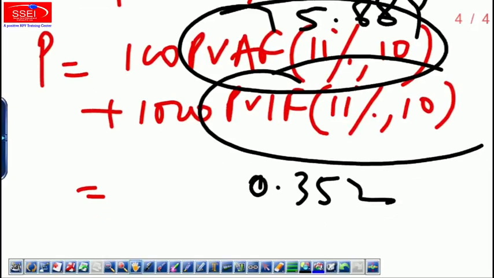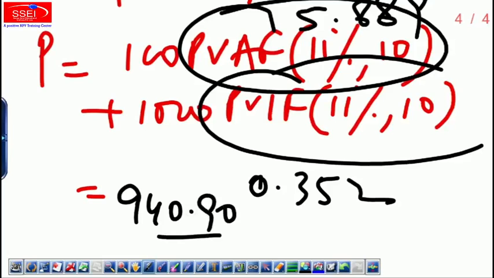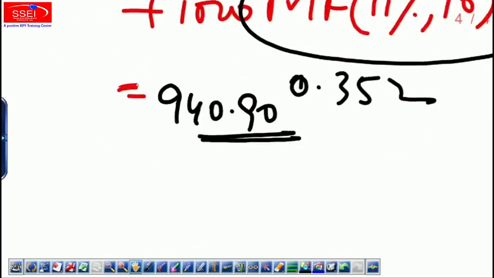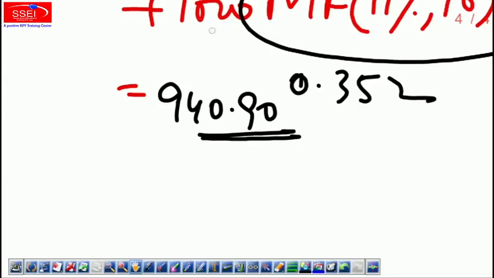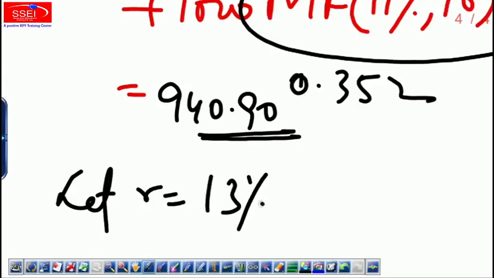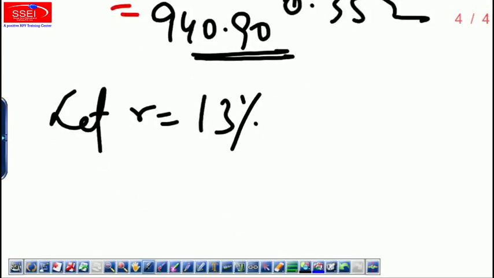So what are we getting? 100 into 5.889 plus 1000 into 0.352. This is 940.9. But we wanted what? 850. So we have to use a higher rate, and the clue is given, higher rate in the table, 13%. So let R equal 13%. So we get price equal to 100 into, what's the annuity factor at 13%?